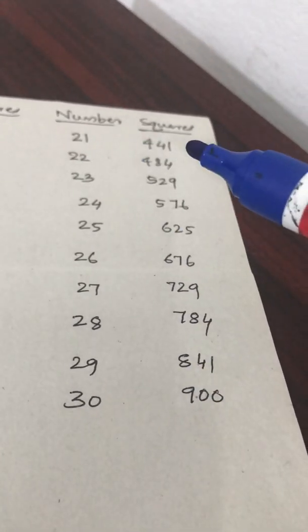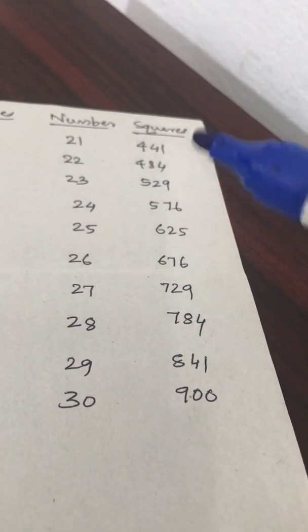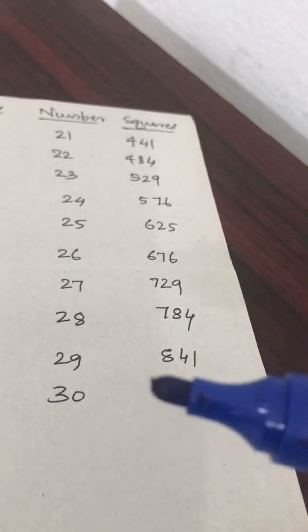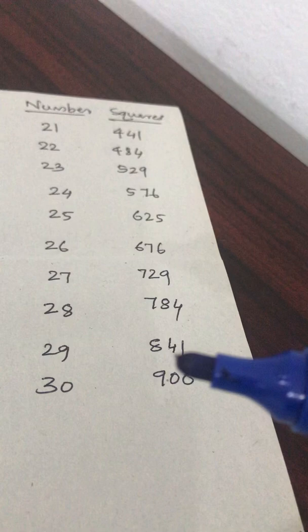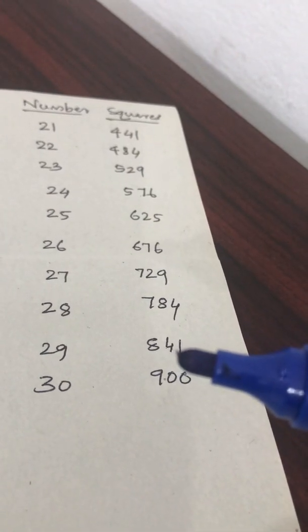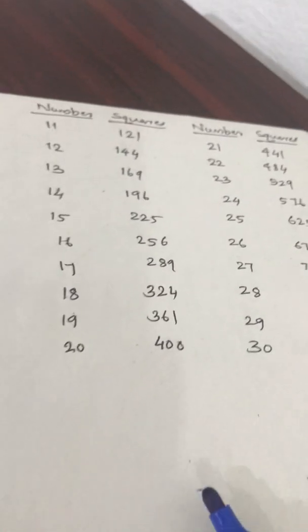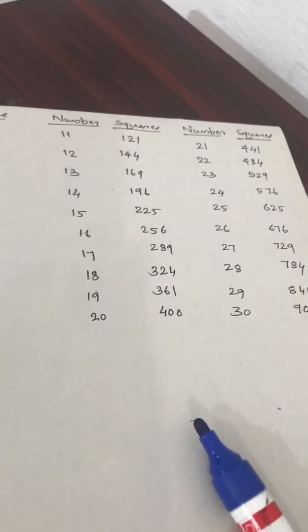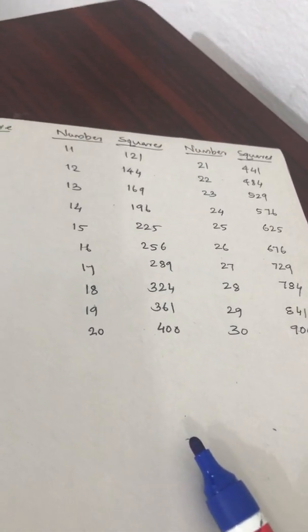21 squared is 441. You look at the units place, that is 1. And next is 29. The units place of 29 is 9, and its square is 841, whose units place is also 1. So that property we can see in the squares of these numbers. That means if a number has 1 or 9 in its units place, then its square ends in 1.